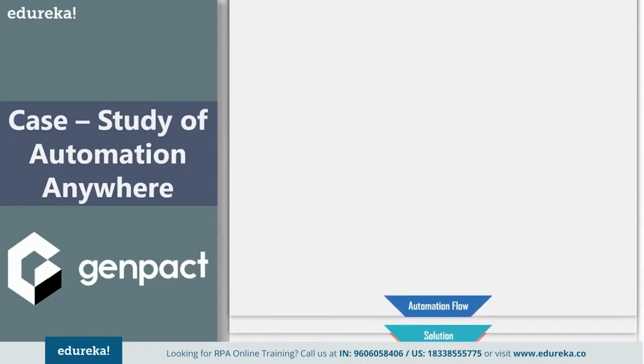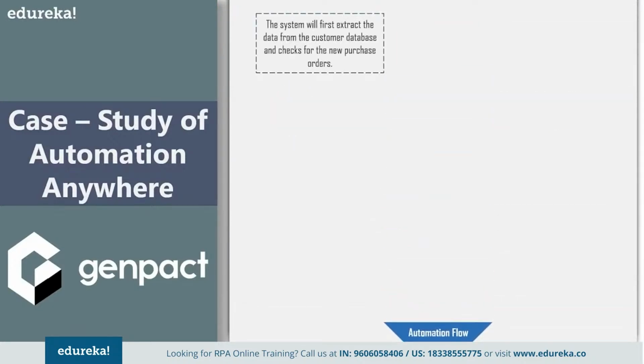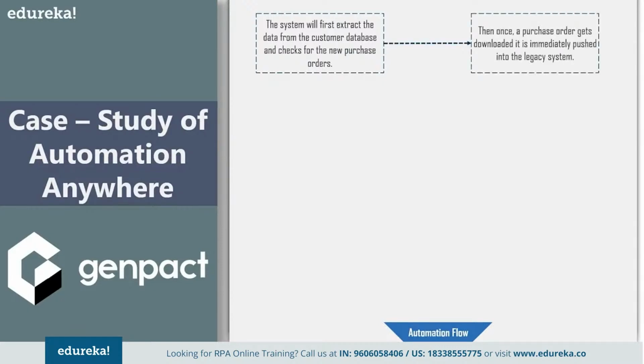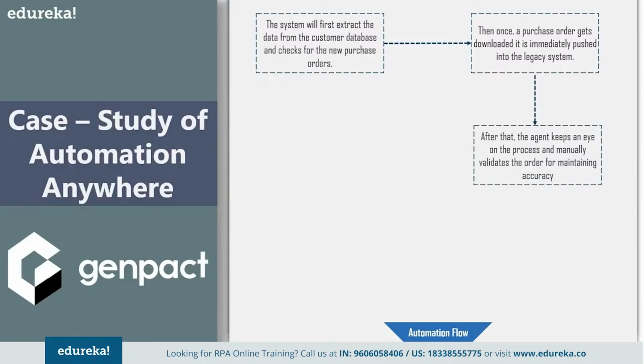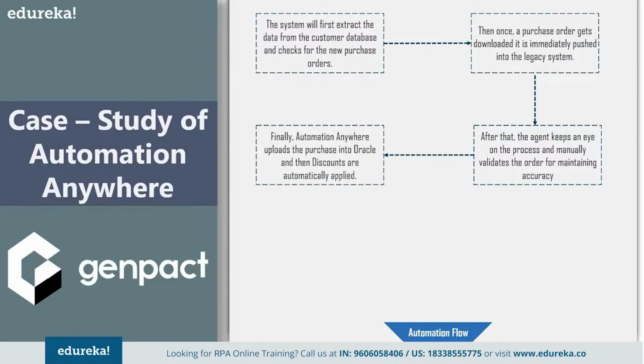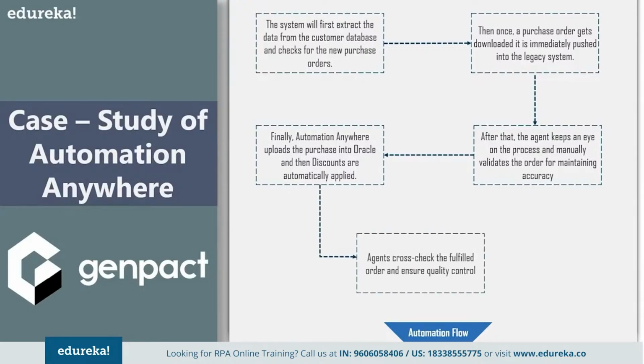So let me tell you the process flow of the automation. The system would first extract the data from the customer database and then check the database for new purchase orders. Once the purchase order gets downloaded, it would be immediately pushed into the legacy system. After that, the agent would keep an eye on the process and manually validate the order to maintain accuracy. And finally, Automation Anywhere would upload the purchase into Oracle and discounts would be automatically applied, right? Apart from all of this, agents would cross-check the fulfilled order and ensure quality control, right?